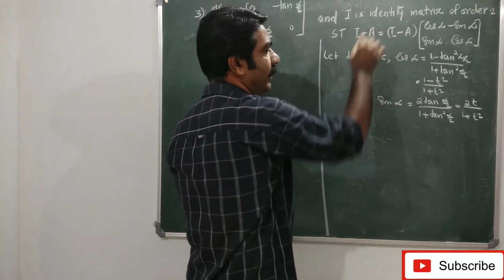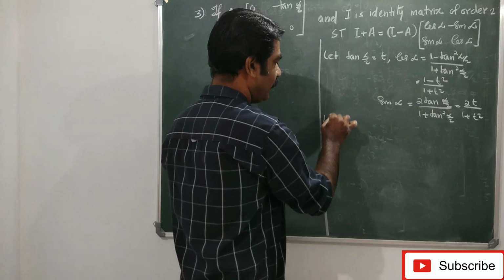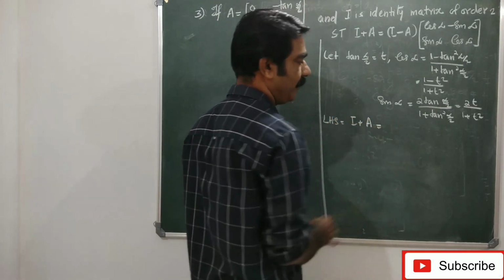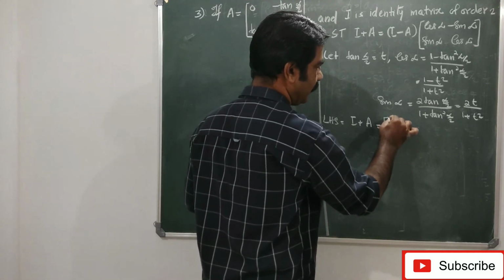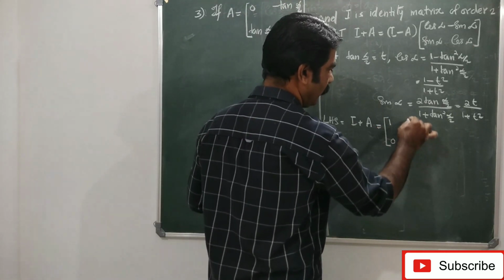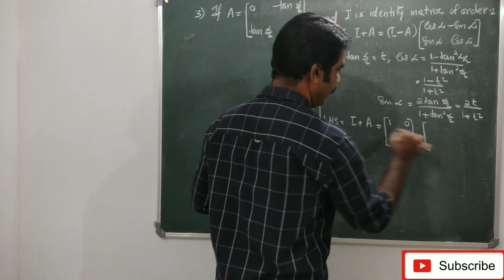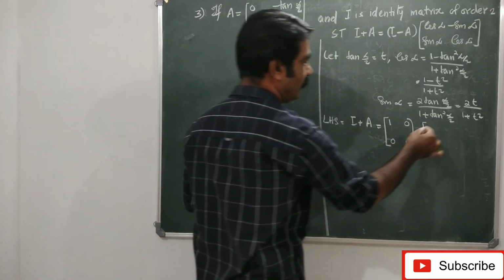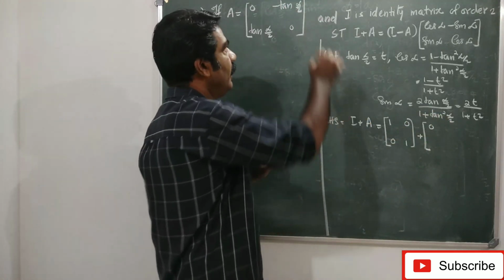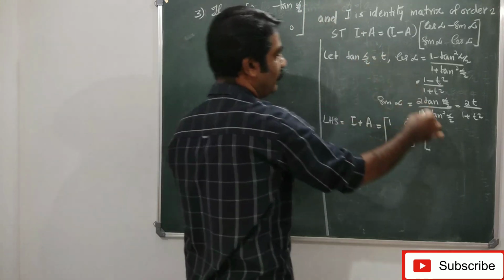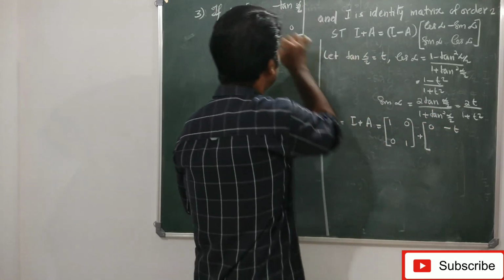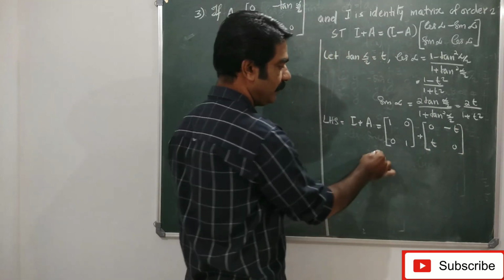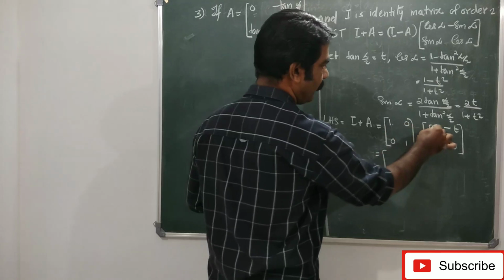We have to prove (I plus A) equals (I minus A) times the matrix. See the LHS part. The LHS part is I plus A. What is I plus A? I is the matrix 1, 0, 0, 1, plus A. What is A? The matrix A becomes 0, minus tan alpha by 2, tan alpha by 2, 0. Tan alpha by 2 is t, so it becomes 0, minus t, t, 0. Okay.